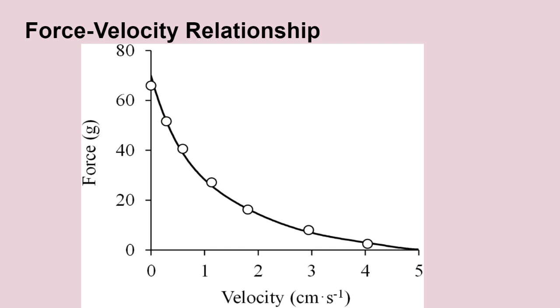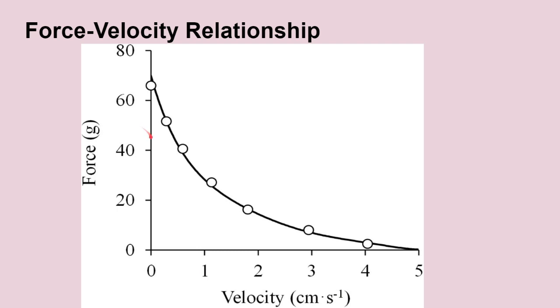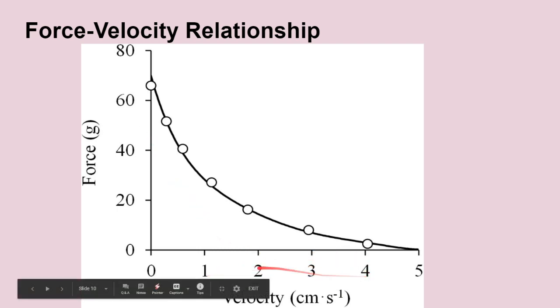Now the last thing is the force velocity relationship. As you can see, the y-axis is the force and the x-axis is the velocity in centimeters per second. This is in grams. The force velocity curve is plotted by noting the velocity of shortening of the muscle with progressively increasing load. Now when the load is 0, as you can see over here, the muscle contracts rapidly.